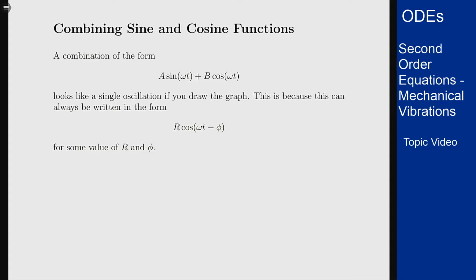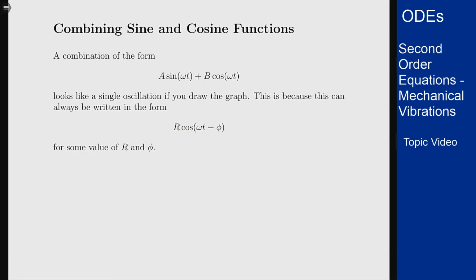And the reason why that works is because I can always write that in the following form: r times cosine of omega t minus phi for some values of r and phi. Phi is going to be some sort of shift or phase shift in the factor, and r is the amplitude of this full oscillation. What's the idea here? Let's work backwards.